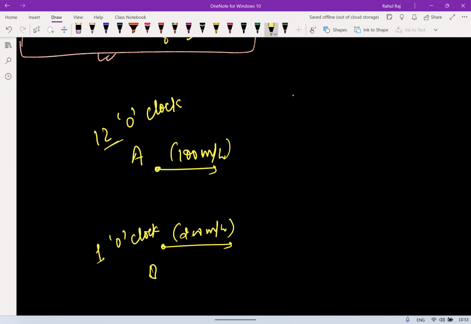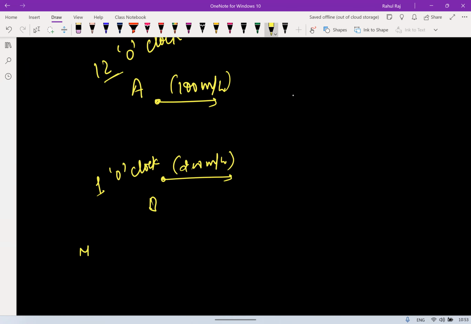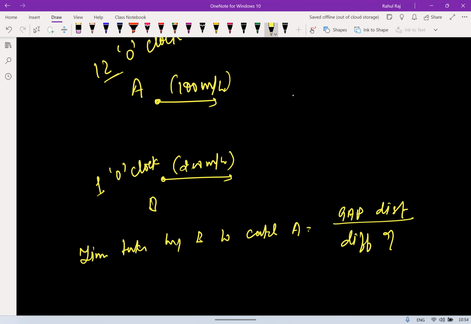But if your A speed is let's say 300 miles and my B speed is 200 miles, then B will never be able to catch A at all. Absolutely, he will not be able to catch it. The entire logic gets flawed over here. So the concept here is time taken by B to catch A. This is called gap distance by difference of speed. Simple, straightforward logic. Time taken by B to catch is nothing but gap distance by difference of speed.